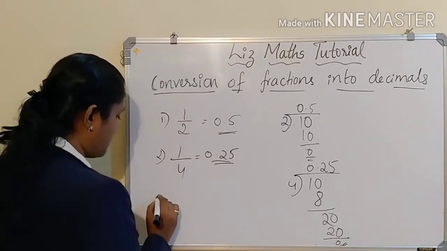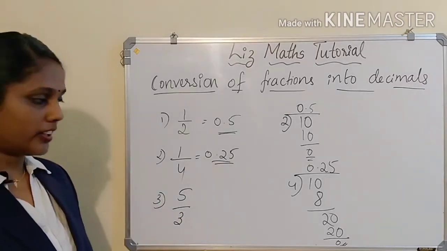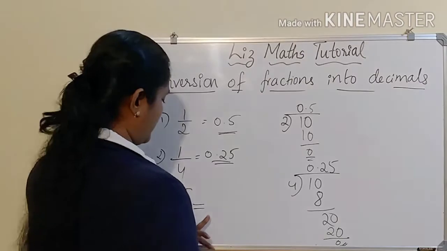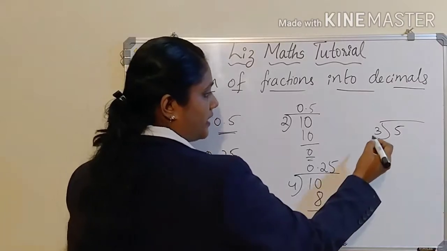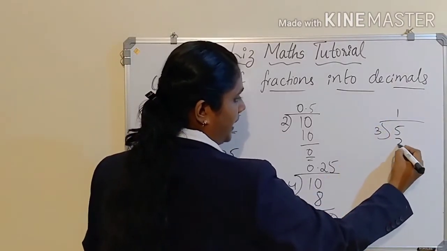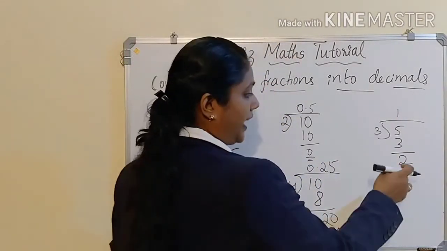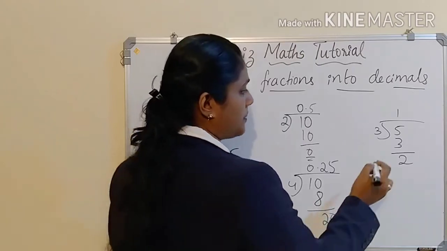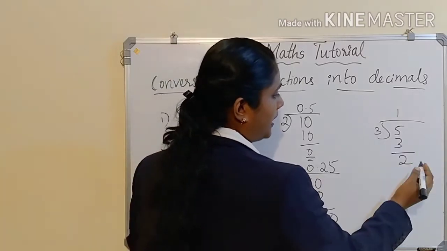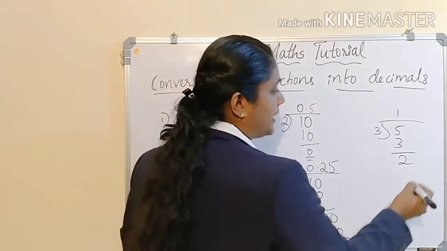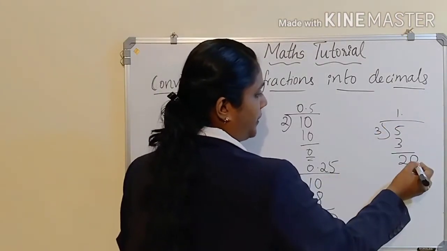Now let me take one more example. Here 5 by 3. How to find out the decimal value? So here you are dividing 5 by 3. 3 1s are 3. It is going. Next what is remaining? 2 here. Can we divide 2 by 3? No, it is not possible because 3 is a greater number and 2 is a smaller number. To make this 2 a greater number, what do you have to do? Put a point here and take a 0. After putting the point, you can take 0 here.